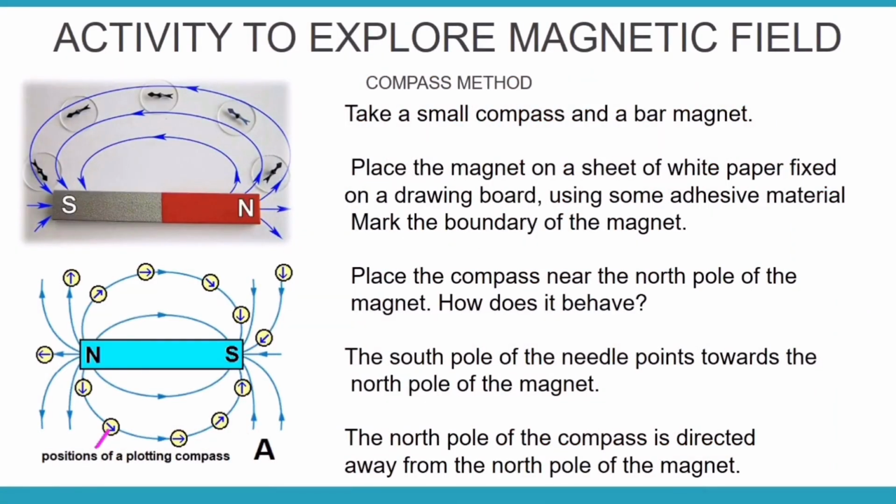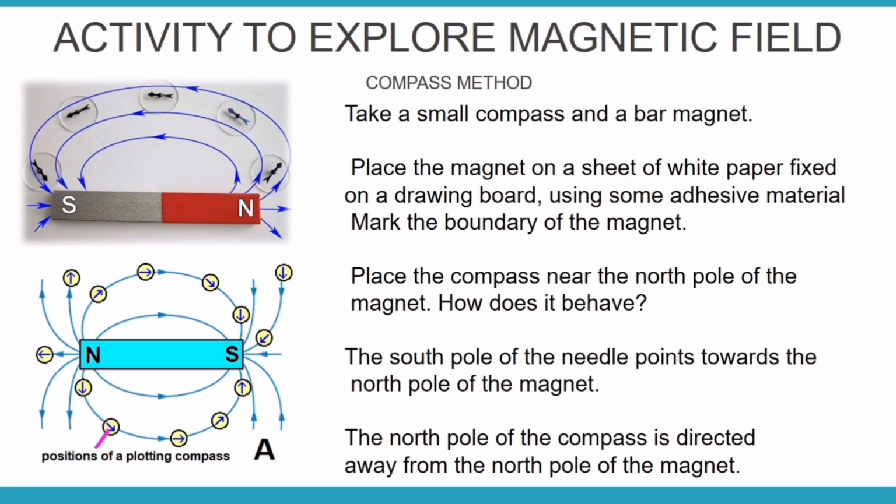Activity to explore the magnetic field by the compass method. Take a small compass and a bar magnet. Place the magnet on a sheet of white paper fixed on a drawing board using some adhesive material. Mark the boundary of the magnet. Place the compass near the north pole of the magnet. How does it behave? The south pole of the needle points towards the north pole of the magnet.